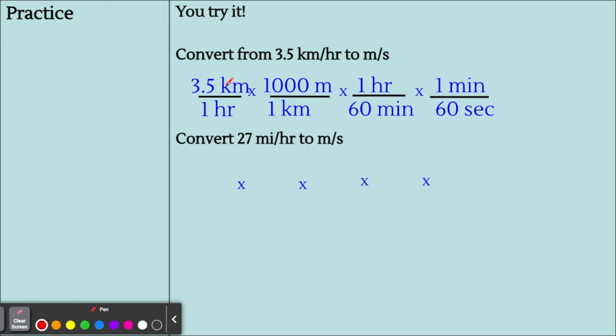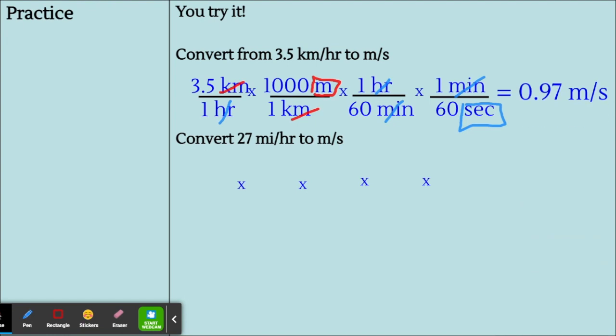If we look at the top first, we see that kilometers cancels out with kilometers, and we're just left with meters, which is where we want to be. And then if we look at the bottom, we see that hours on the bottom here is going to cancel out with hours on the top here. Minutes on the bottom here cancels out with minutes on top here. We're just left with 60 seconds on the bottom. We have the units that we need, meters on top, seconds on the bottom. We can just multiply everything through, and we get our final answer of 0.97 meters per second.